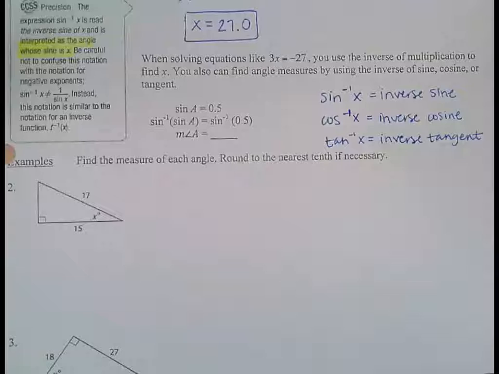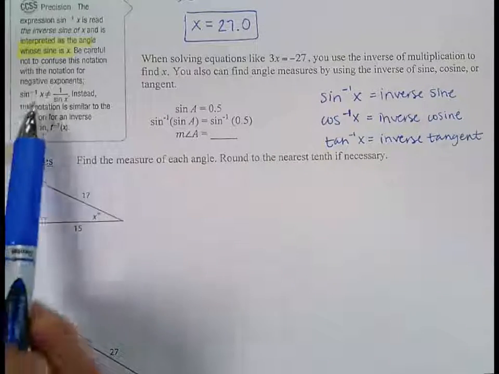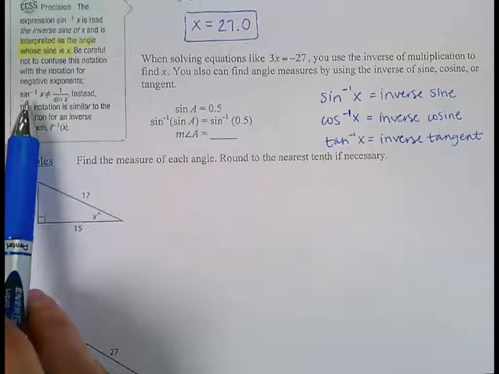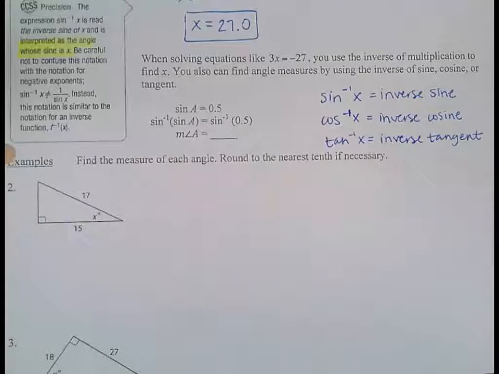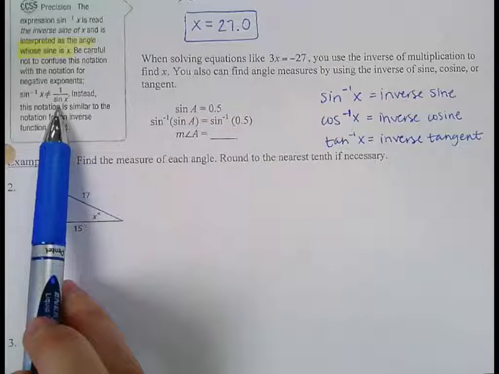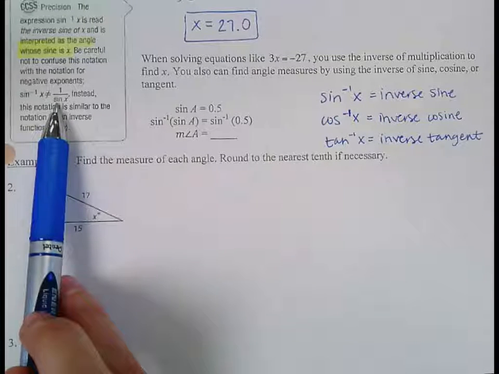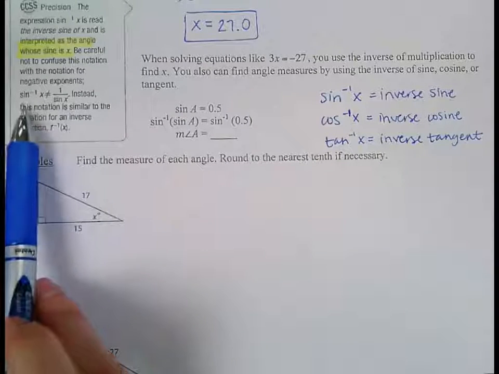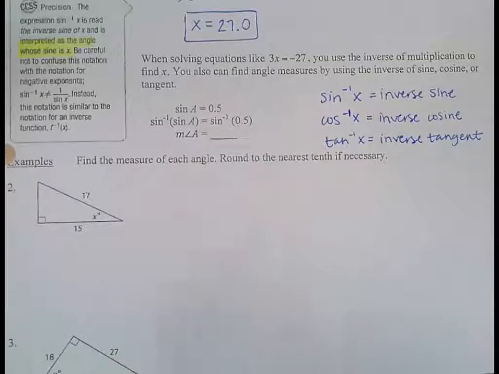So if you are trying to find an angle measure, inverse sine of x would help you find it, or the answer to that would be the angle whose sine value is whatever x is equal to. And then it does say there, be careful not to confuse this notation with the notation for negative exponents. So we know a negative 1 as an exponent means the reciprocal, but inverse sine is not the same as 1 over sine. The reciprocal of sine we learned on Friday is cosecant of x.